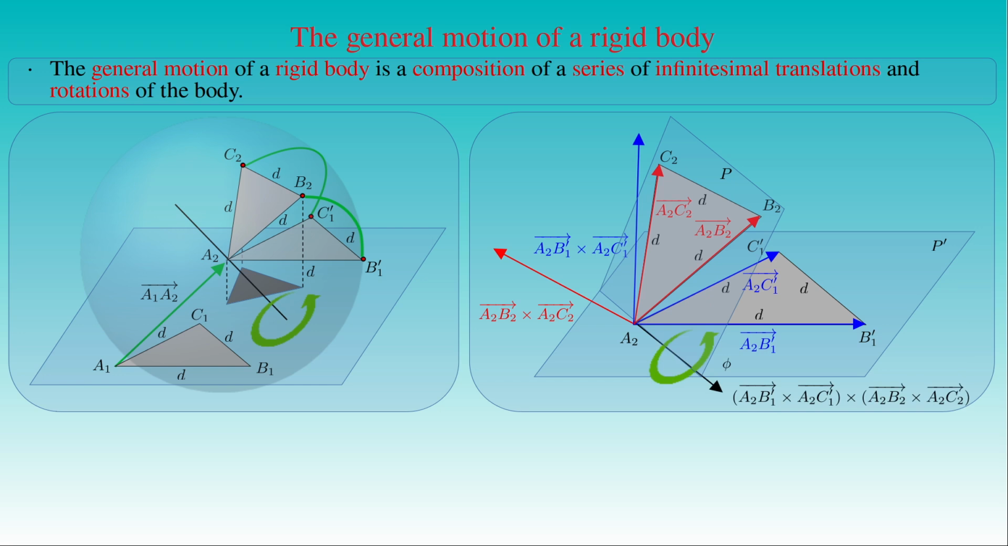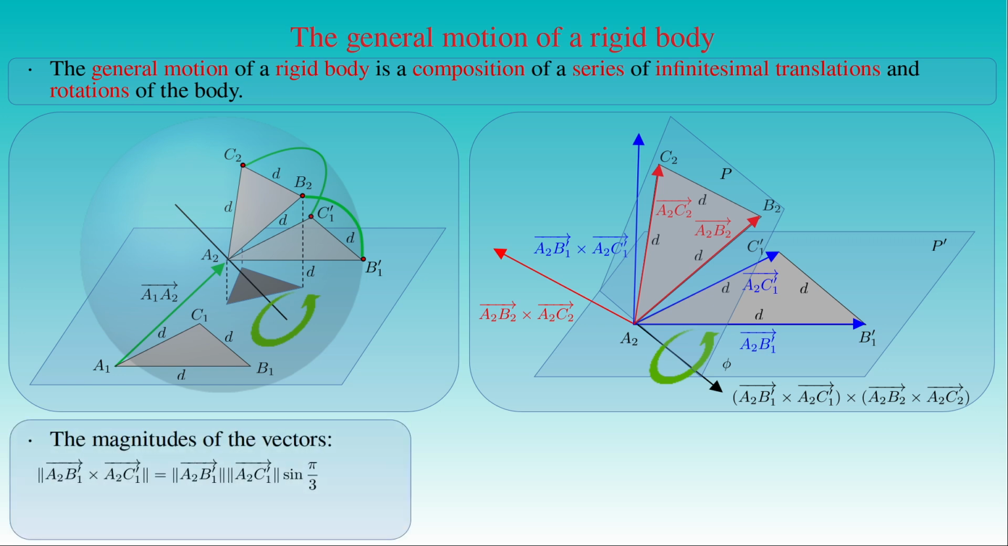Both the direction of the rotation axis and the rotation angle can be determined from the coordinates of the corners of the triangles. If we calculate the cross product of the vectors pointing from the corner A2 to the corners B'1 and C'1, then its magnitude can be written as the product of the magnitudes of the vectors times the sine of pi over 3, the angle between the sides of an equilateral triangle. Since the length of the sides of the triangle is given by d, the magnitude of the cross product is equal to d squared times the square root of 3 over 2.